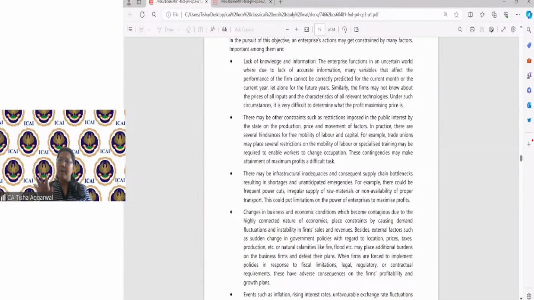So government said, okay, if you put your factory there or you put any kind of an institution there, we will give you a tax rebate. We will give you a tax benefit. This is how the infrastructural inadequacy can be compensated.